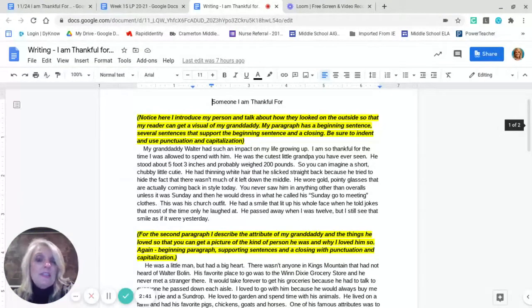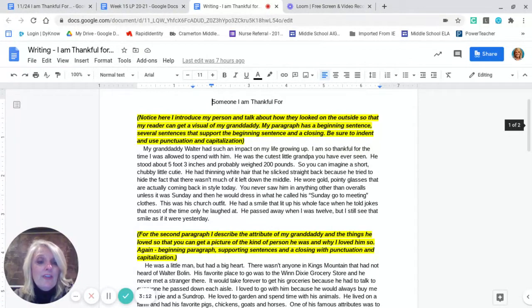So I am going to share with you mine that I wrote about my granddaddy, and I've highlighted some directions for you. It just says, notice here, I introduce my person and I talk about how they look on the outside so that my reader can get a visual of my granddaddy. My paragraph has a beginning sentence. All paragraphs should have a beginning sentence that introduces what you're going to talk about in the paragraph. And then you want to have 5 to 6, 7 to 8 supporting details that are descriptive that support that beginning sentence. And then you want to have a closing sentence.